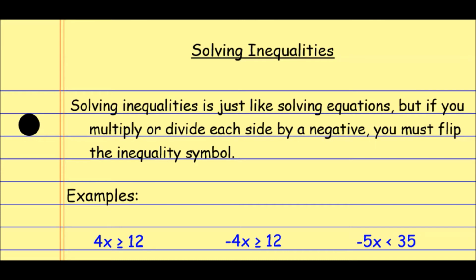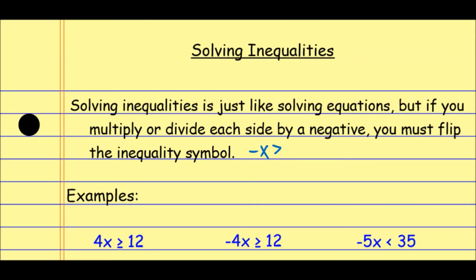Or we apply the same techniques that we did before, where we distribute and we combine like terms and then we solve, okay? All that same stuff is going to apply, but there's one little thing that's different, and it's if you multiply or divide each side by a negative, you have to flip the inequality sign. And the reason for that is this. So just a real quick explanation.